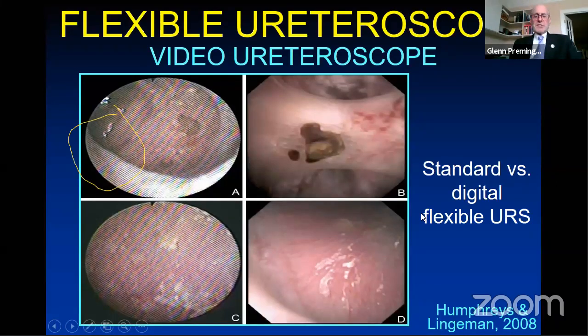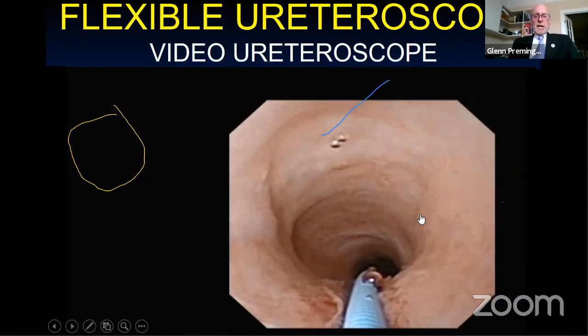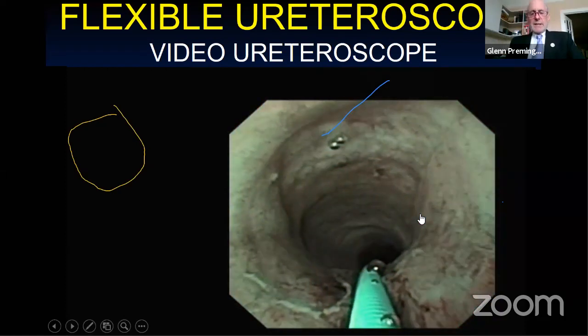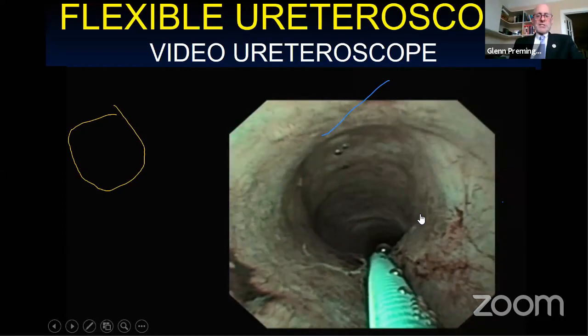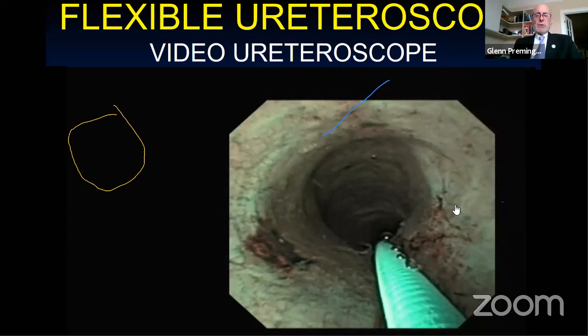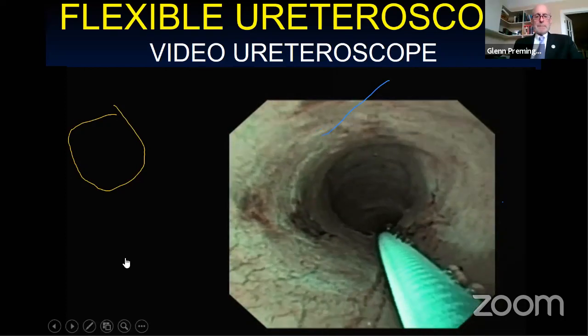And not only does the video ureteroscope have much better visualization than a standard fiber optic, but you can also use things like narrowband imaging as seen in this particular video clip.